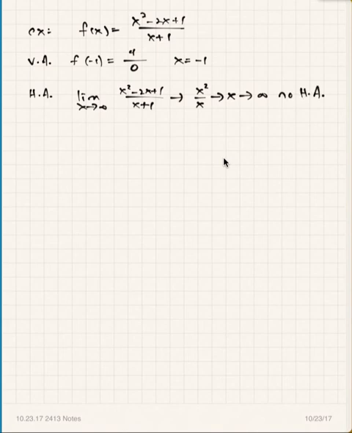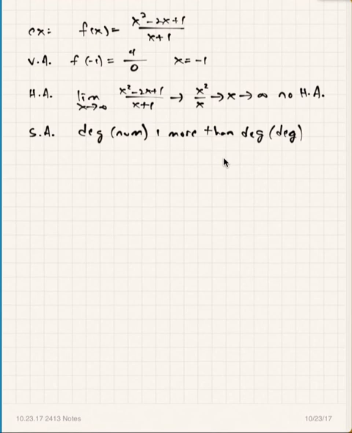Now, we could have also seen that by the fact that the degree of the numerator was 1 bigger than the degree of the denominator. We could have seen here that we were going to get a slant asymptote, and that would have precluded, with a rational function, us getting a horizontal asymptote. Okay, so there is a slant asymptote. We find that just by the way we found it on the last page.